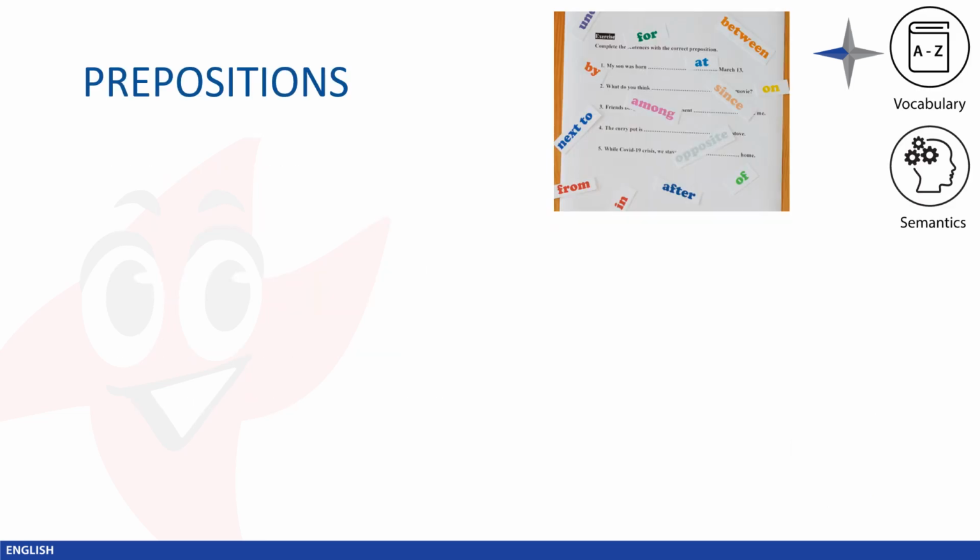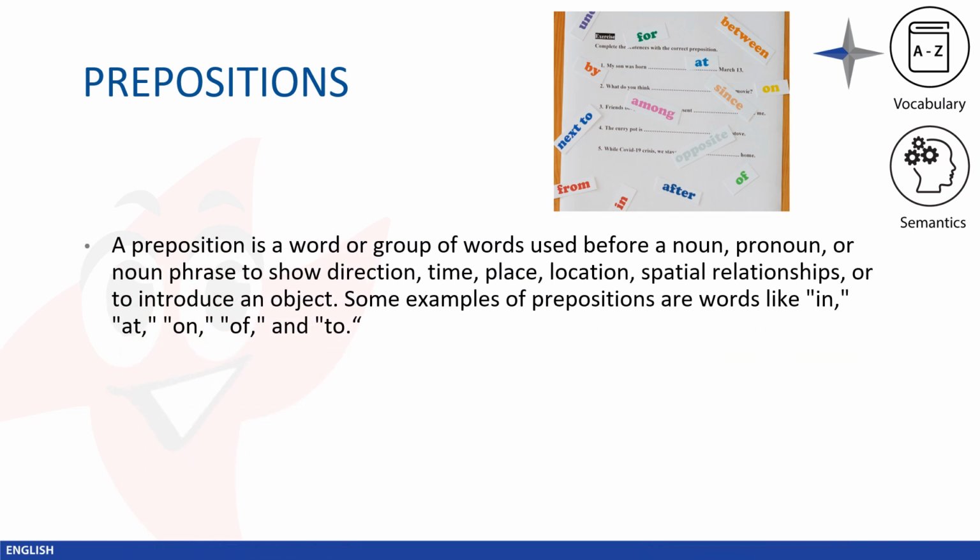Alright, what is a preposition? A preposition is a word or group of words used before a noun, pronoun, or noun phrase to show direction, time, place, location, spatial relationships, or to introduce an object. Some examples of prepositions are words like in, at, on, off, and to.